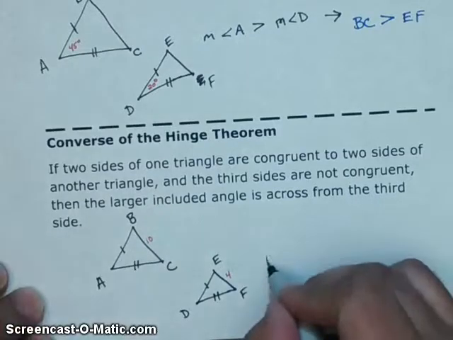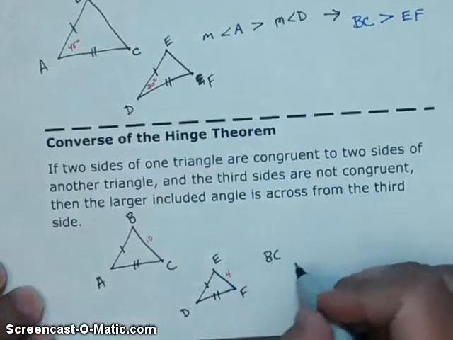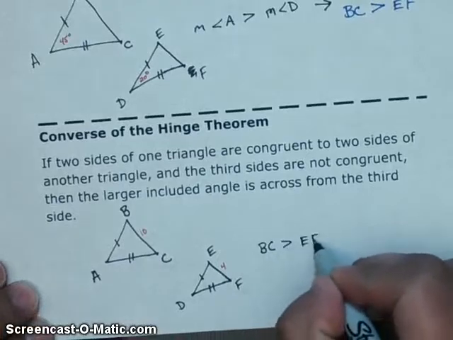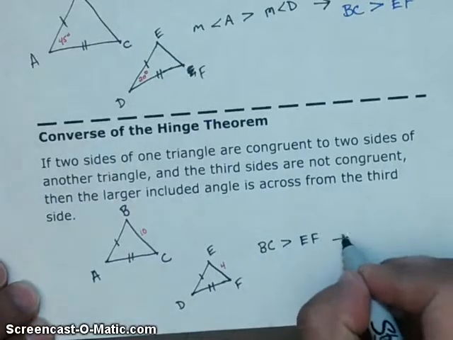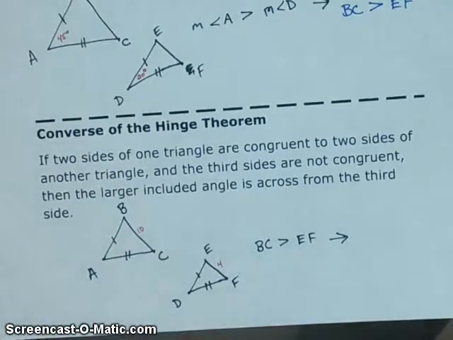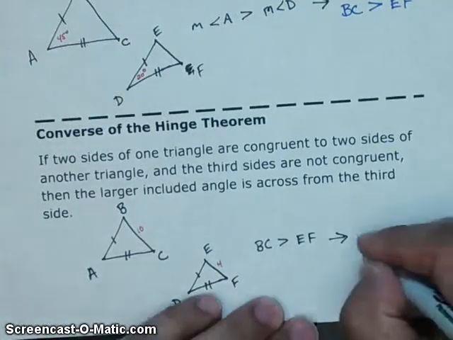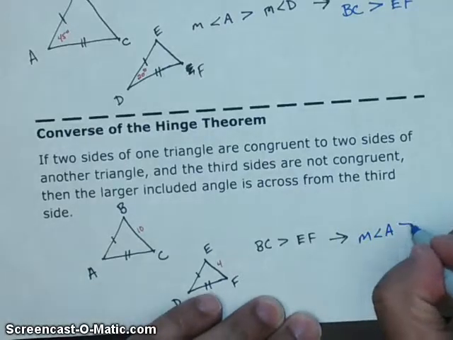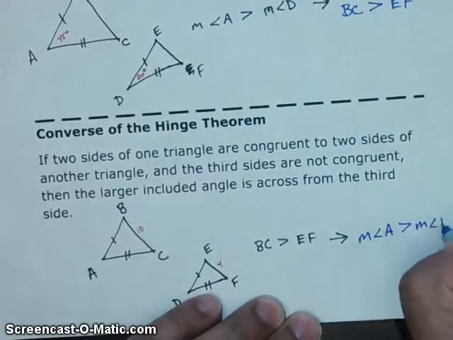So again, that means segment BC, or the distance from B to C, is greater than the distance from E to F. Your conclusion would be then that the measure of angle A has to be greater than the measure of angle D.